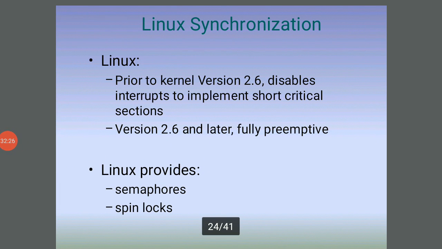And Linux synchronization. Linux is also one of the multiple operating systems. Prior to kernel version 2.6, Linux disables interrupts to implement short critical sections, and versions 2.6 and later are fully preemptive. So Linux provides semaphores and spin locks.